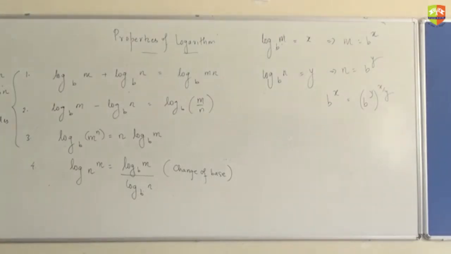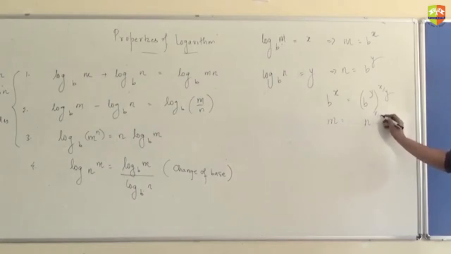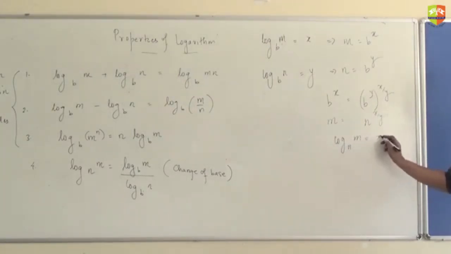B to the power x, can I write it as b to the power y whole raised to the power x by y? This y and this y will cancel off. Now b to the power x is your m, b to the power y is your n. So can I say m is actually nothing but n raised to the power x by y? That means log m to the base n is x by y. And x by y is nothing but x is log m to the base b, y is nothing but log n to the base b. You may have other ways to prove it also, I am not denying it. Is it fine? Change of base property.